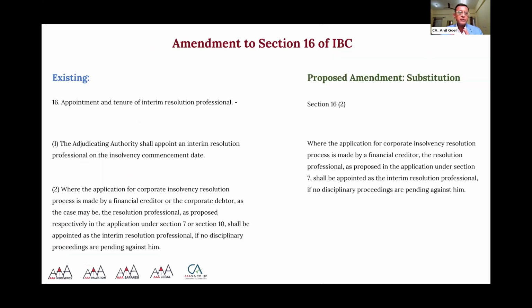Moving on to the Section 16 amendment. Section 16 is the appointment and tenure of the interim resolution professional. Now, the proposed amendment says where the application for CIRP is made by a financial creditor, the resolution professional as proposed in the application under Section 7 shall be appointed as interim resolution professional if no disciplinary proceedings are pending against him. So that is one: the resolution professional as proposed in the application is something that is being focused on here.